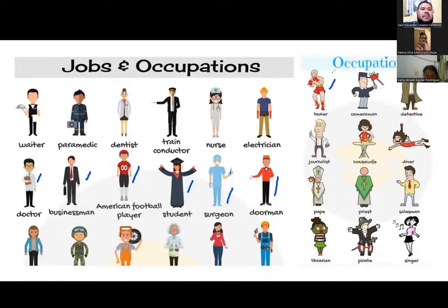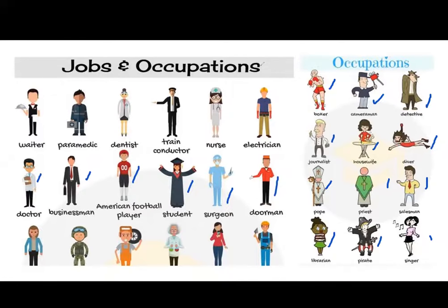I'm bringing this one, the boxer, the cameraman, detective, journalist, housewife, diver, priest, salesman, librarian, a pirate, and singer. So these are examples of some common jobs. People have jobs and occupations, so it's definitely important to learn about them. Today we're going to have a short review about some jobs and occupations. There are different kinds of jobs that maybe we have seen or studied previously. So we will go on to the next activity for our class today.